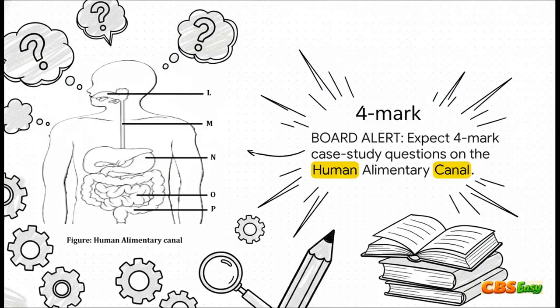Okay, lean in for this one, because this is a huge board alert. You need to pay close attention here. The official sample papers are screaming this at us. Diagrams, especially like the human alimentary canal, are prime material for those big 4-mark case study questions. They won't just ask you to label stuff. They're going to ask you to analyze functions based on the picture. Mastering this, it's completely non-negotiable.